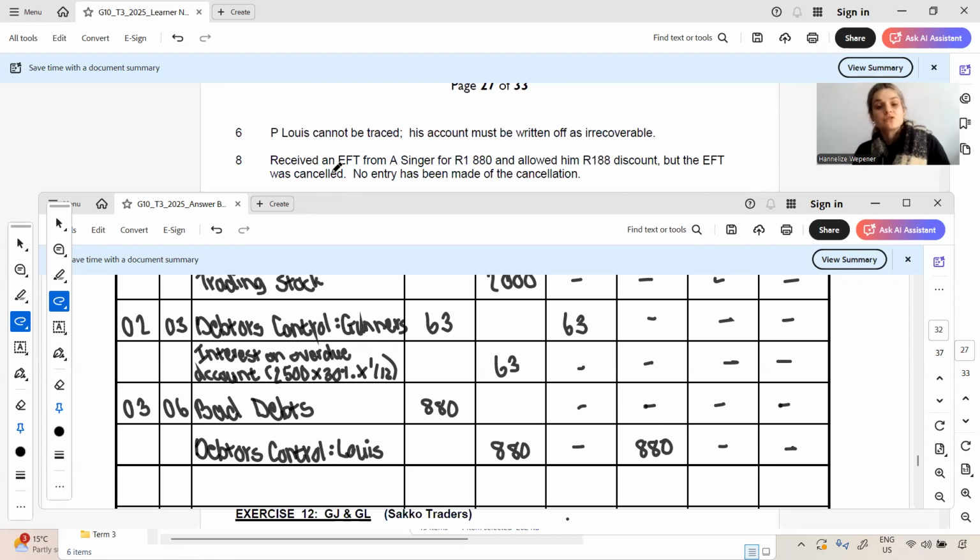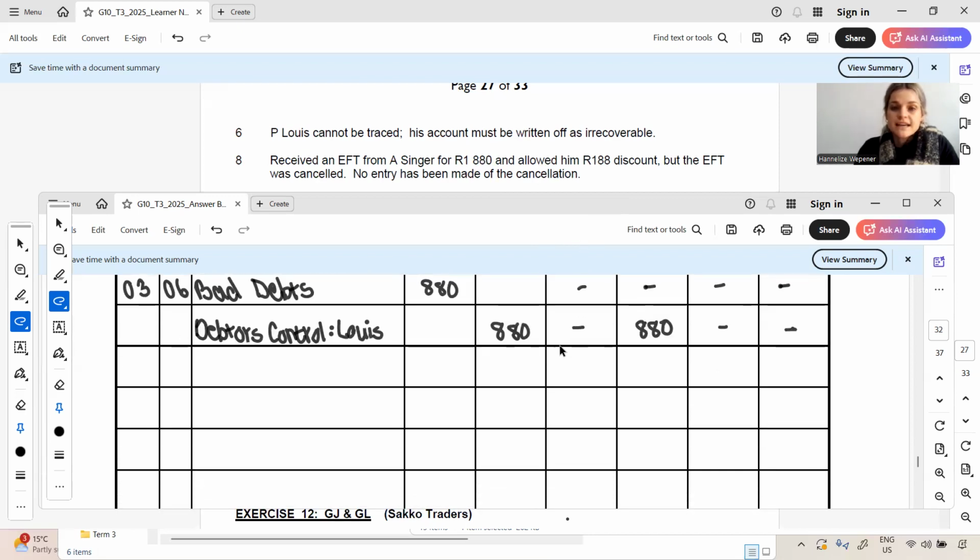So you now have to go to your CPJ and you have to say that I actually didn't receive this 1,880 Rand. So I'm going to include it in the CPJ so that the CRJ 1,880 and the CPJ cancel each other out. So we have a zero effect there. But then the discount allowed may not be reversed in your CPJ. You are going to reverse that in your general journal.